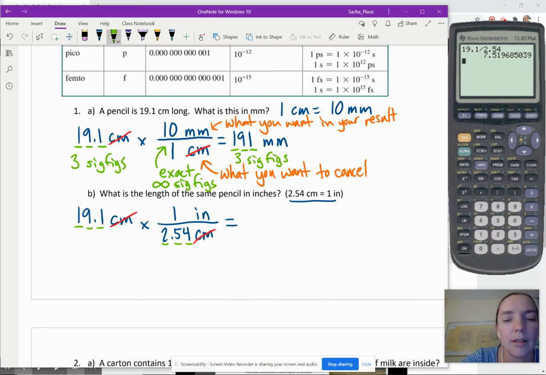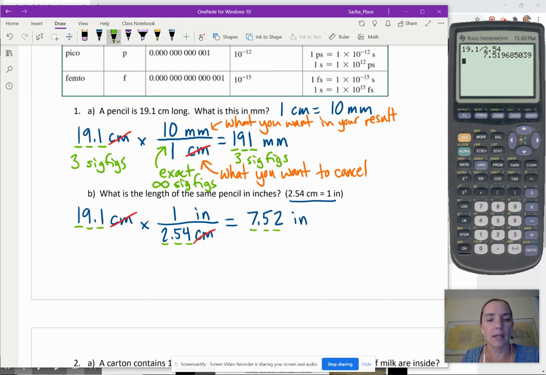Even though this actually happens to be an exact conversion factor, normally when we're going between English and metric units, it wouldn't be. So I think it's good to get in the habit of looking at sig figs for your unit conversion factor. But I can have 3 sig figs in my answer again here because 19.1 had 3 sig figs. So I'm going to say it's 7.5, and then I see that 1 has a 9 next to it, so I'm going to round up to 7.52, and I say inches. Right? So that is my correct answer, and it also has 1, 2, 3 significant digits.